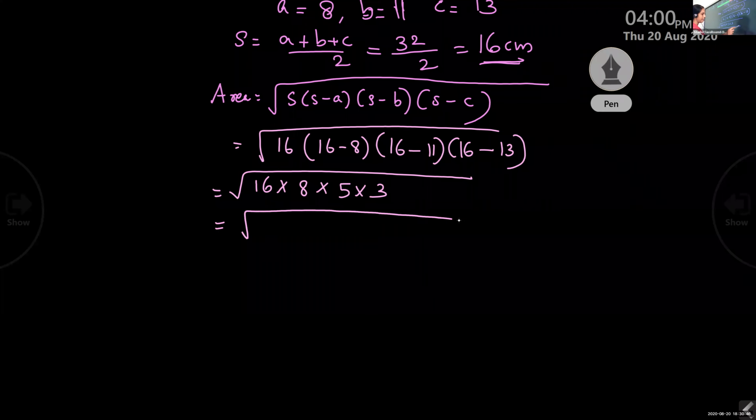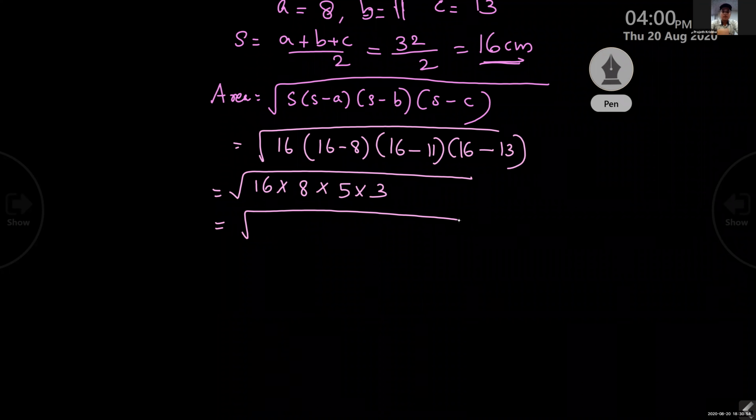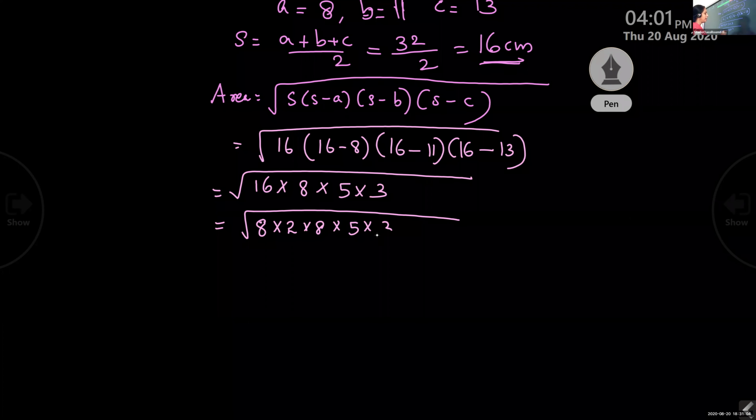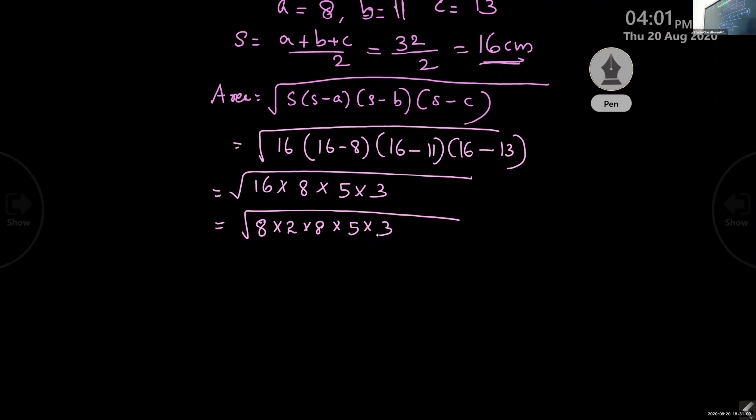Listen, children, did you get like this? 16 into 8 into 5 into 3? Yes, ma'am. Okay. So, if you want, you write that 16 as 8 into 2. Did you get any pair? Any pair? 8. Or you can write 2 into 2 into 2 into 2 like that.